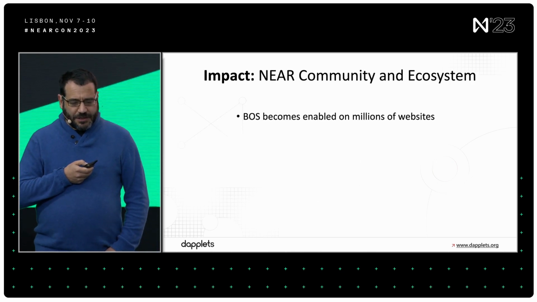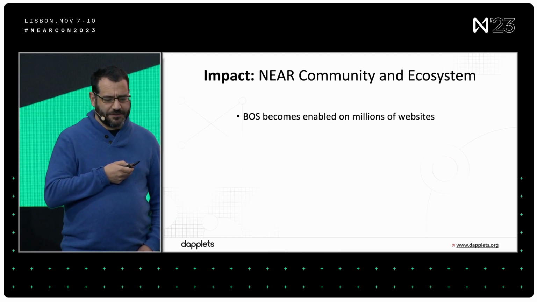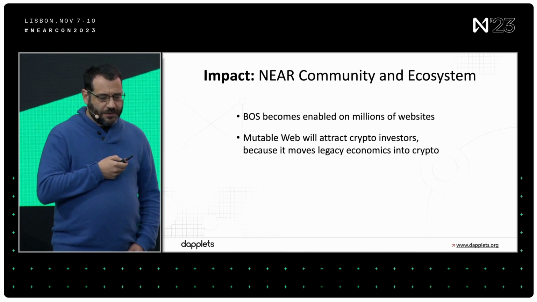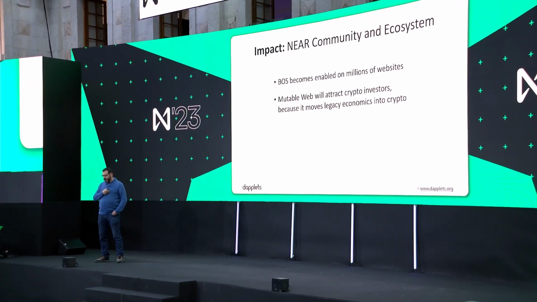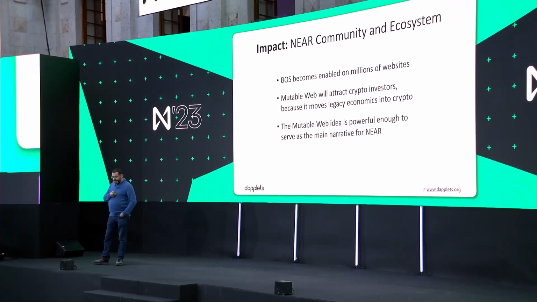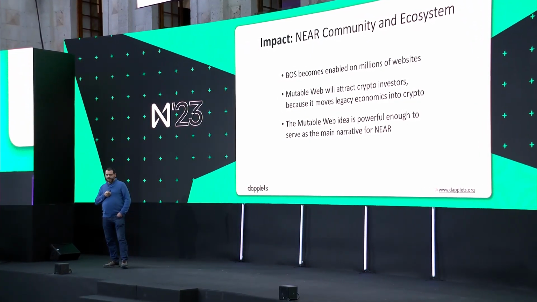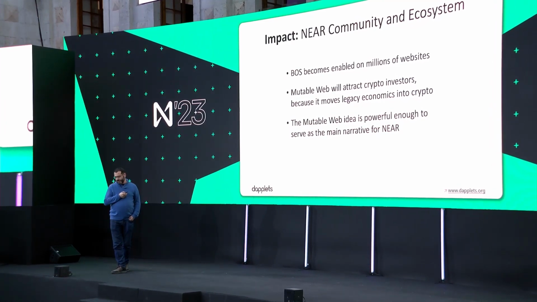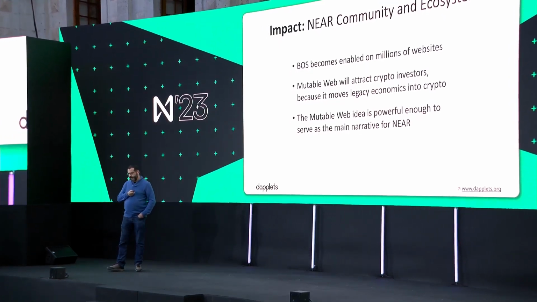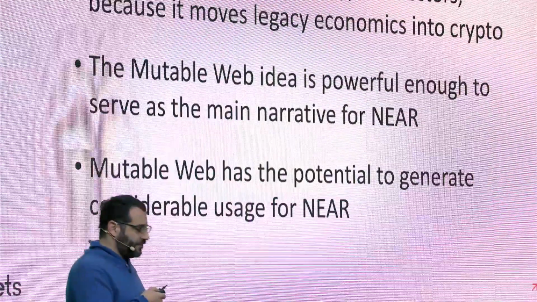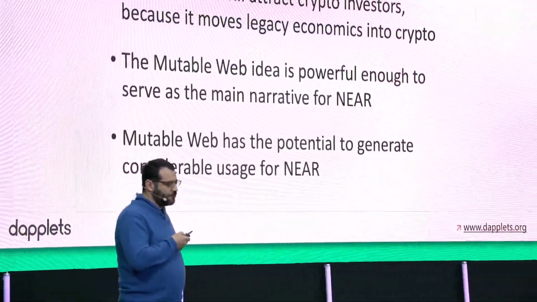So what is the impact on the NEAR community and the ecosystem? BOS becomes enabled on millions of legacy websites. And mutable web will attract crypto investors, because it moves legacy economics into crypto. And I truly believe that the mutable idea is powerful enough to serve as a main narrative for NEAR, as an open web. It's a truly open web narrative. And I believe mutable web has potential to generate considerable usage for NEAR.